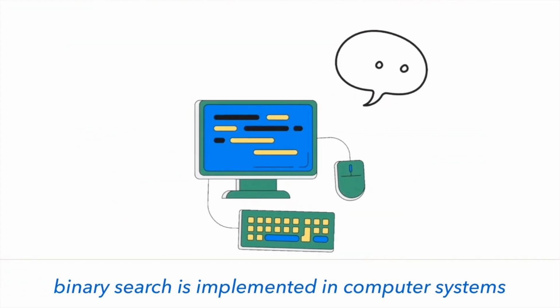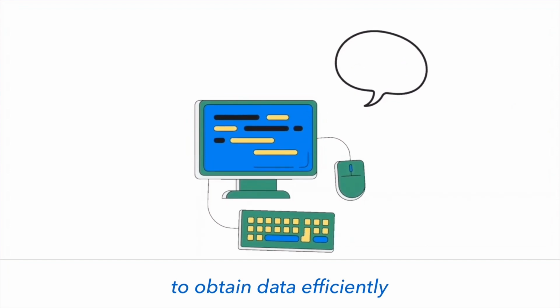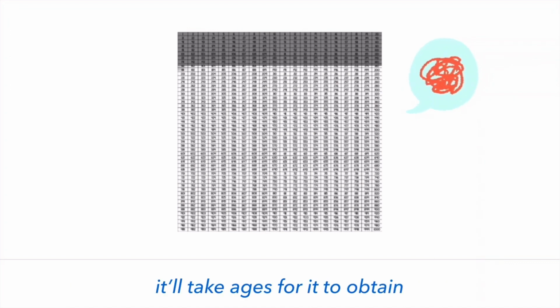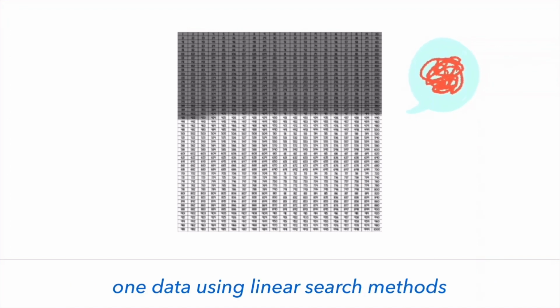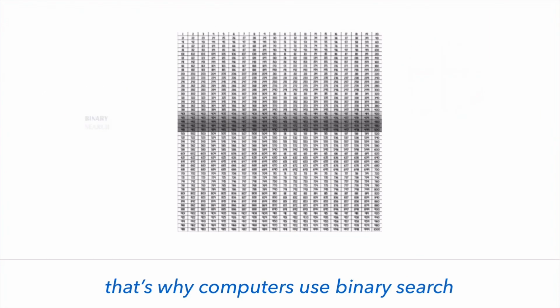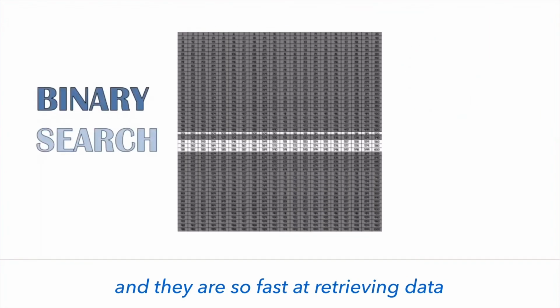Binary search is implemented in computer systems to obtain data efficiently. Imagine if we had 1,000 data stored in a computer. It'll take ages for it to obtain one data using linear search methods. That's why computers use binary search, and they are so fast at retrieving data.